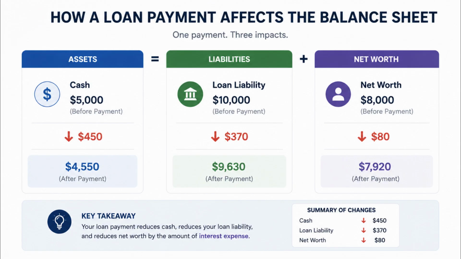Step three, the net worth statement. The loan balance decreases by $370. That improves liabilities. Cash also decreased, so one asset fell, one liability fell. Net worth changes only by the interest expense amount.